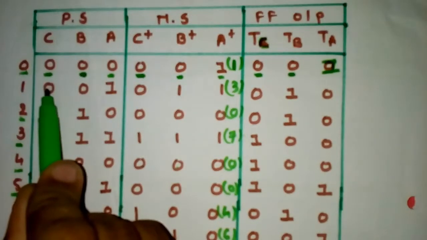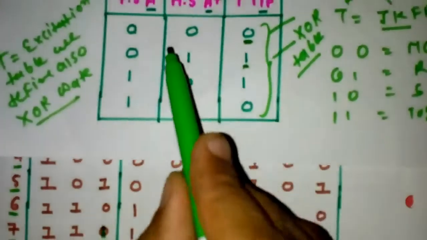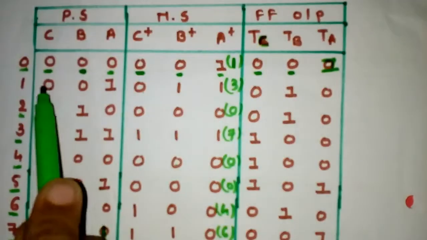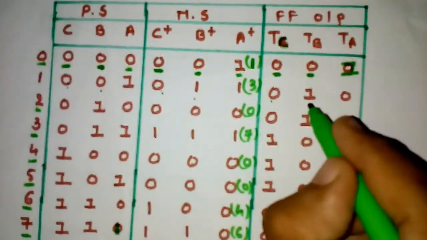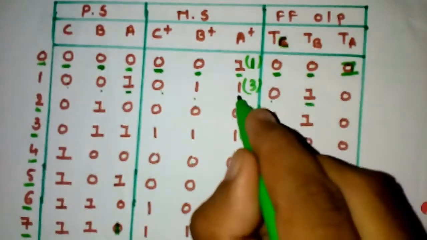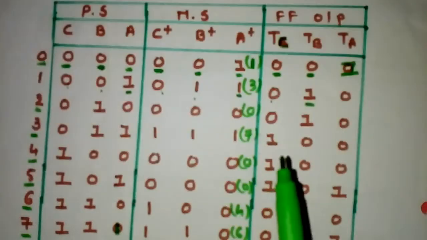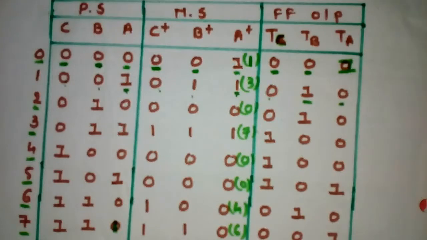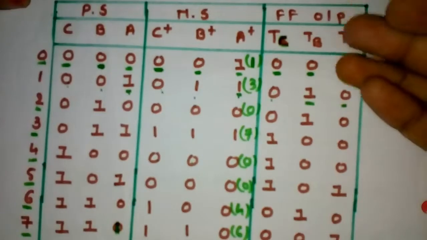Present state is 0, next state is 0, so input is 0. Present state is 0, next state is 1, so output is 1. Present state is 1, next state is also 1, so output is 0. According to the T flip-flop excitation table, we define all the T flip-flop excitation outputs.